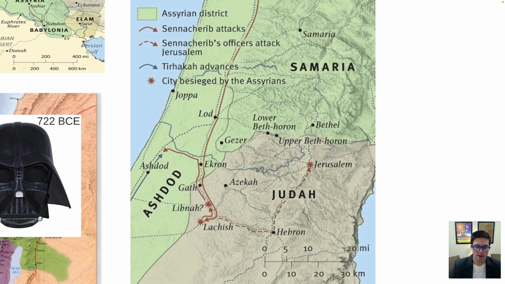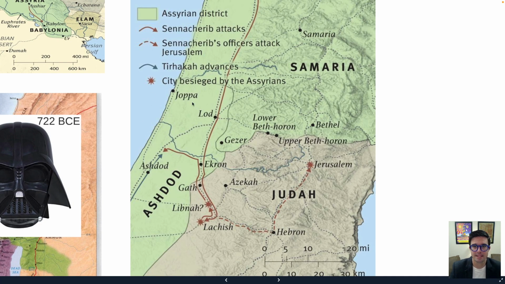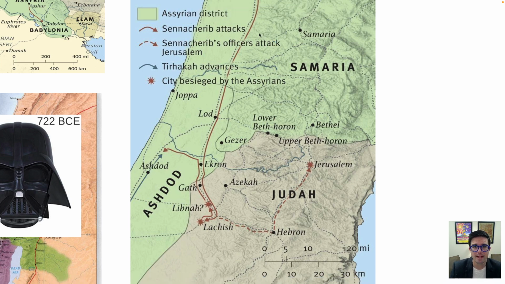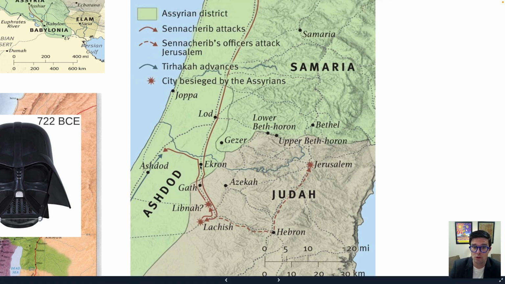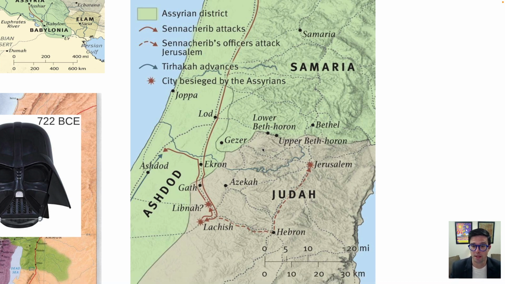And you can see here, this green right here is how far down the Assyrian Empire spreads. And the Assyrians did, in fact, try to take over Jerusalem. They came into Judah, sieged it, and sieged Jerusalem itself, but were never actually able to capture Jerusalem and the territory of Judah.